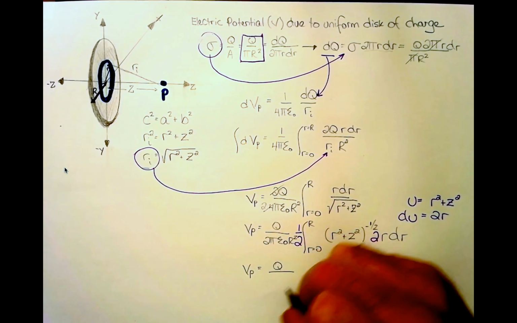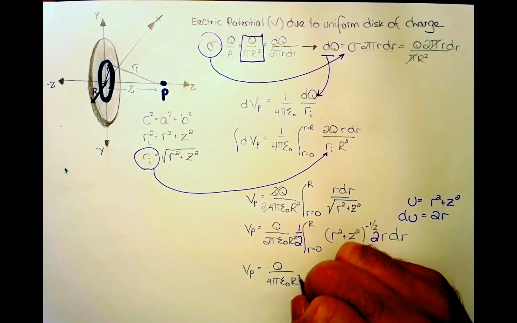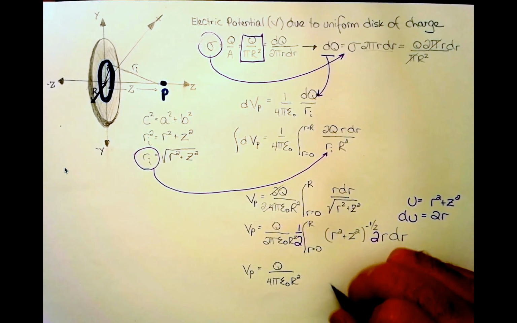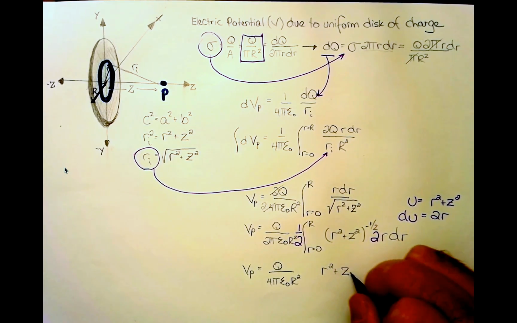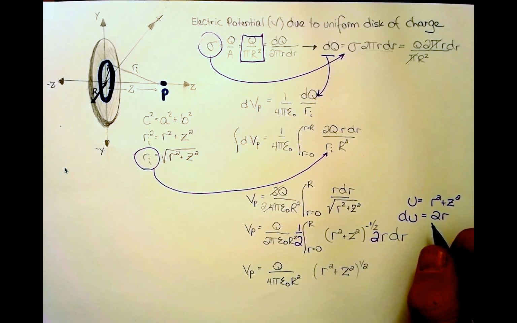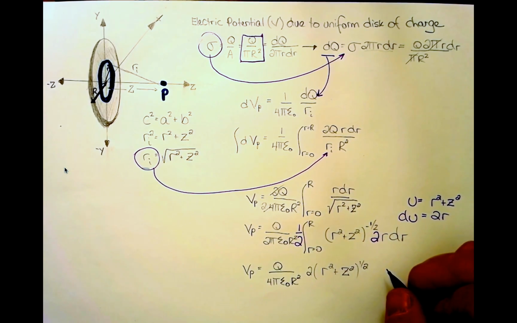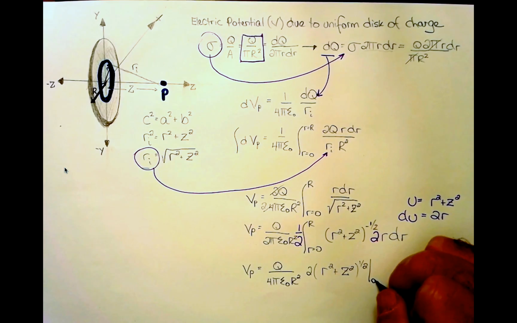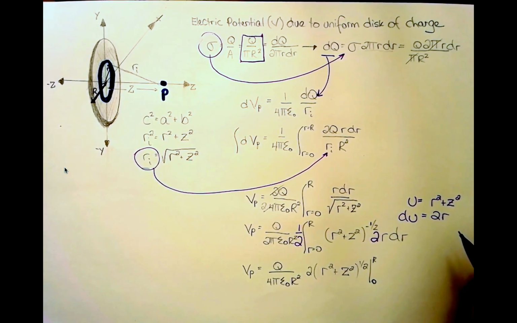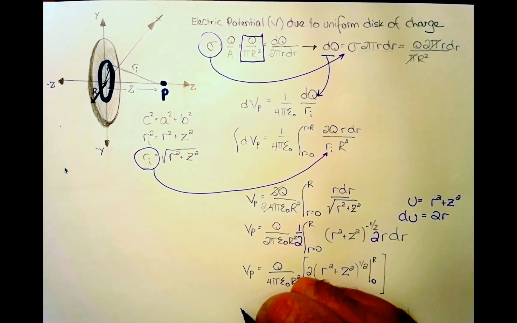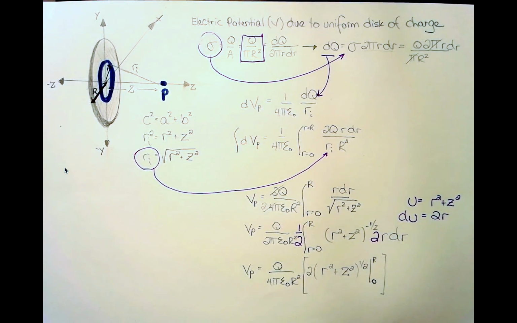So that allows me to move forward now, and that leaves me with the electric potential at point P equal to Q over 4 pi epsilon naught R squared. And now I'm going to be taking r squared plus z squared to the positive 1/2. And I have to remember that there's a 2 in front of it. So it's 2 times r squared plus z squared to the positive 1/2. And that's going to be evaluated between 0 and capital R. So let me bracket this piece off so I'm not mixing it up with what I've done before. Let's keep it separate.